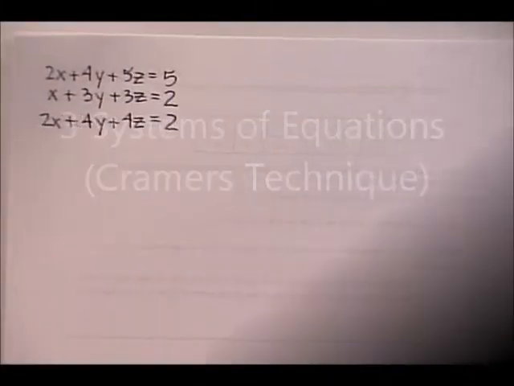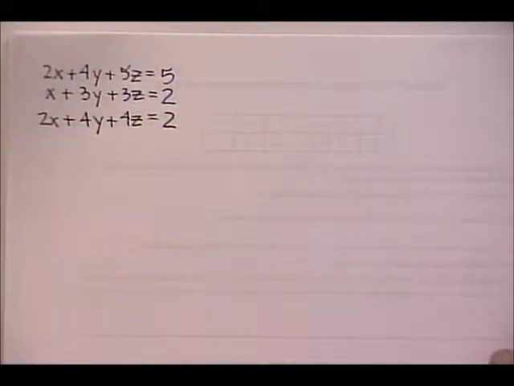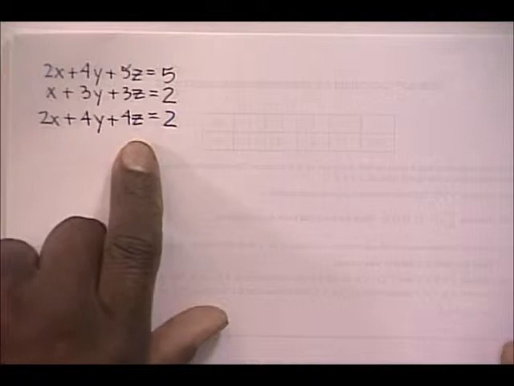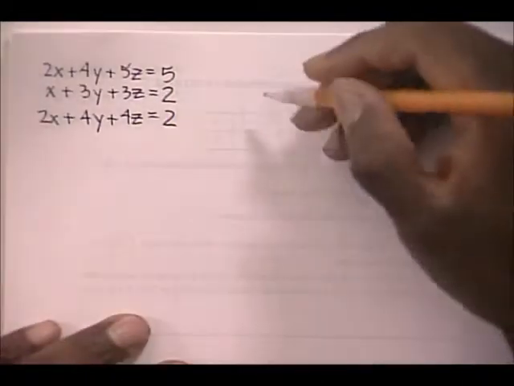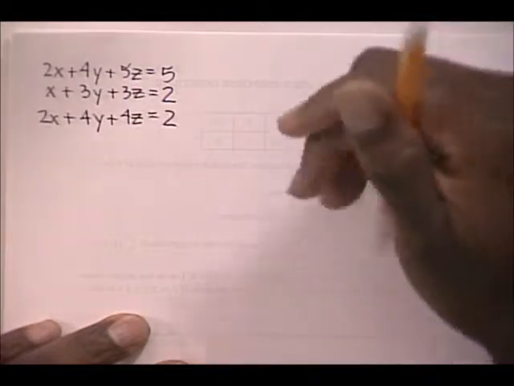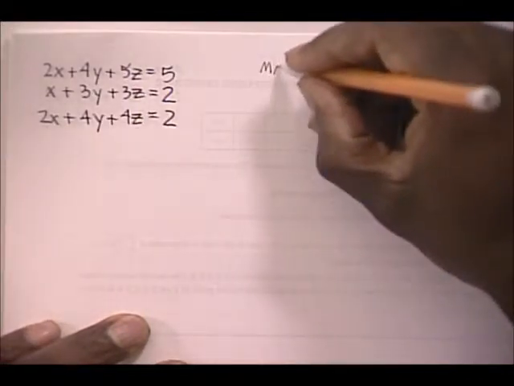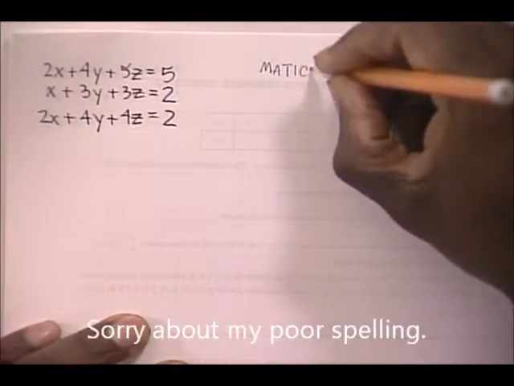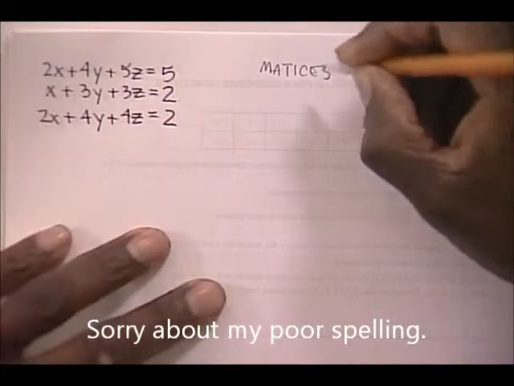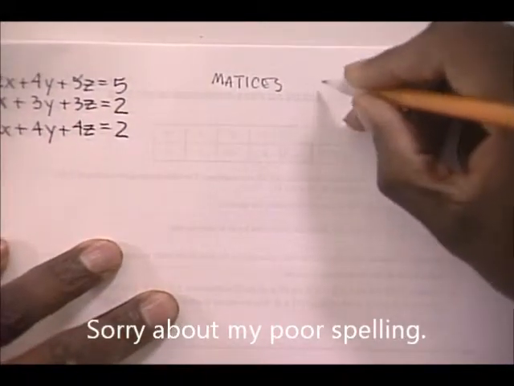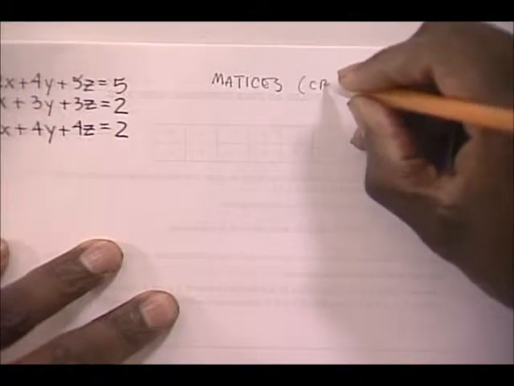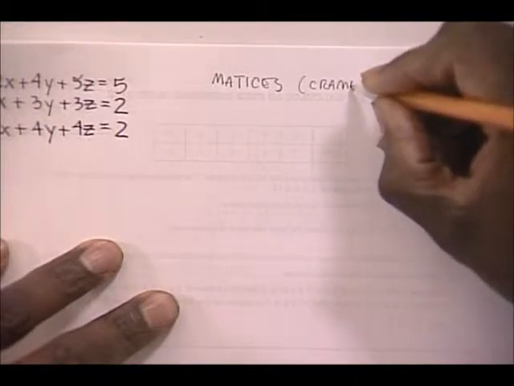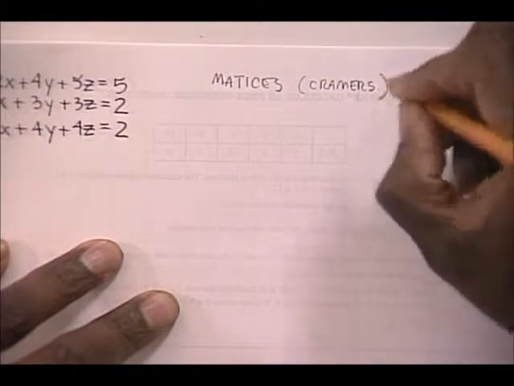So I rewrote the same problem, and what I'd like to do is use a technique called matrices. We're going to use matrices to solve this problem, and this particular technique you'll find in a textbook. The textbook will call this Cramer's technique.